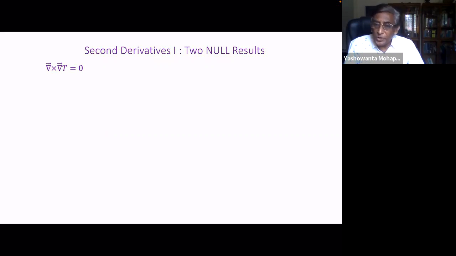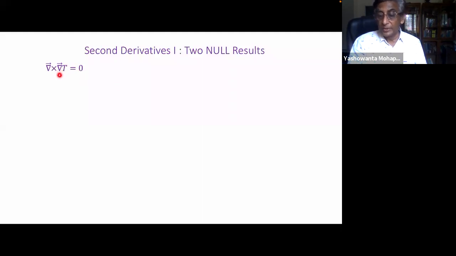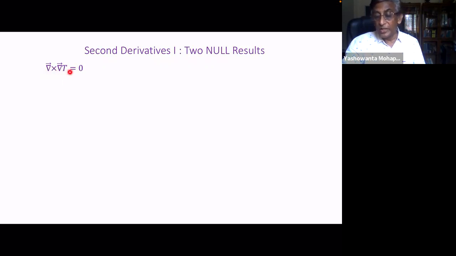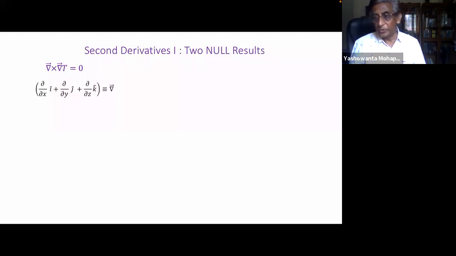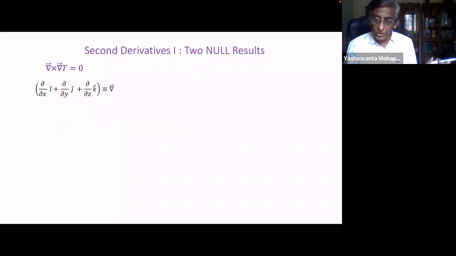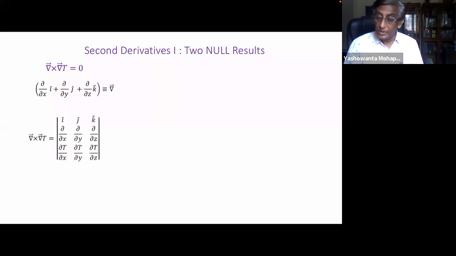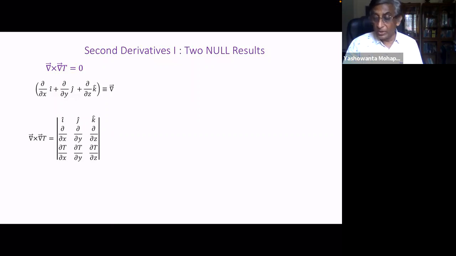Let's say I figured out its gradient, then I can be sure that the curl of that gradient is zero everywhere. This is an identity. Let's prove it. Algebraically, it's very simple to do that. I can choose any coordinate system to prove it, and it will be valid for all coordinate systems. So this is grad, what we just learned.